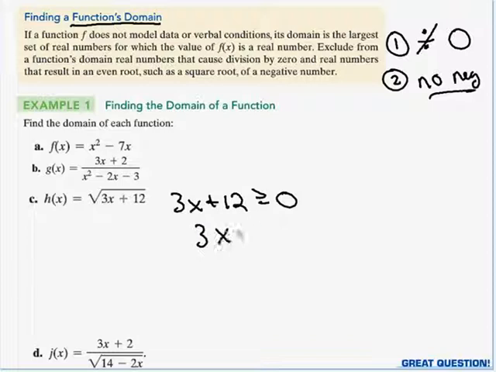Subtract 12 from each side. 3x is greater than or equal to negative 12. Divide through by 3. X must be greater than or equal to negative 4.